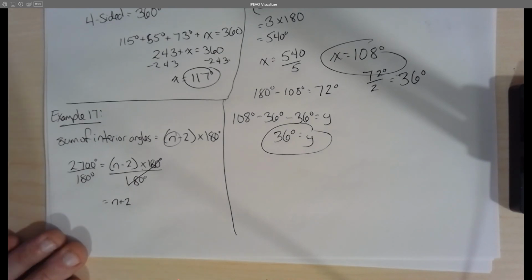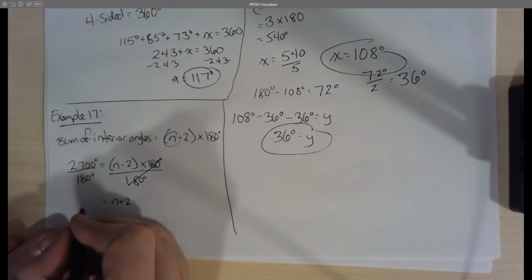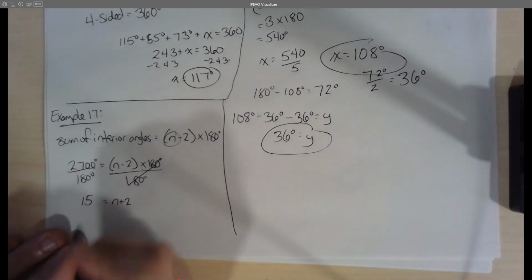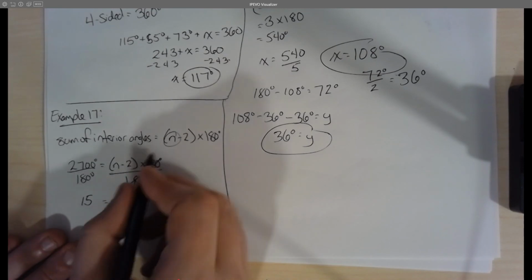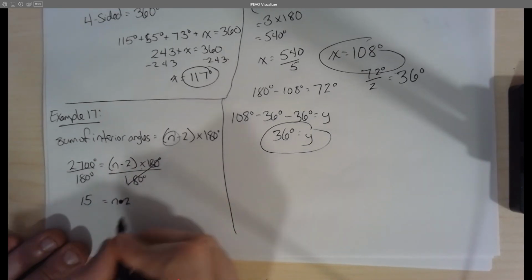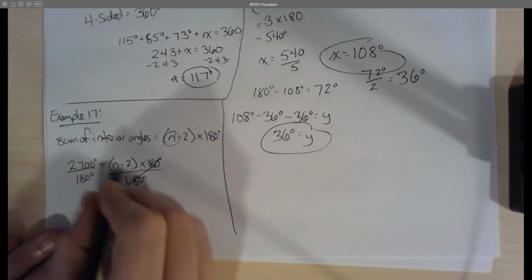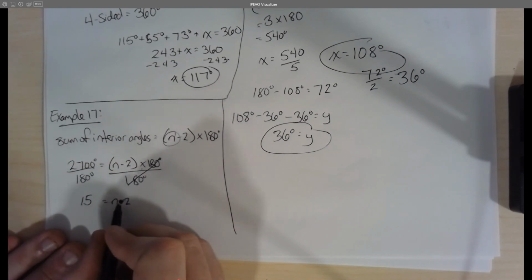Those cancel out. 2,700 divided by 180 is 15. Now, I got rid of that, so sorry, that should be a minus. I got rid of this 180. I got rid of the brackets. So now I need to get n by itself.